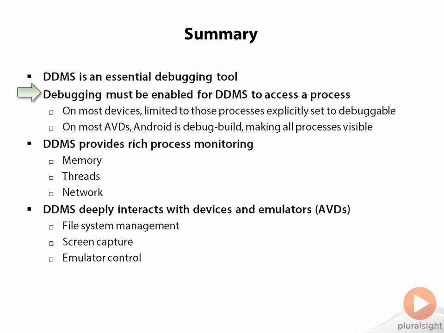If you're talking about most devices, since most devices ship with a production build of Android, only those applications that are specifically set to be debuggable can be accessed from DDMS. Now, on an emulator, which normally has a debug build of the whole operating system, all processes are accessible from DDMS. But the key thing to remember here is that it's not about it being a device or an emulator that makes it accessible. It's the build of Android, right? Just most devices have a production build. Most emulators have a debug build.